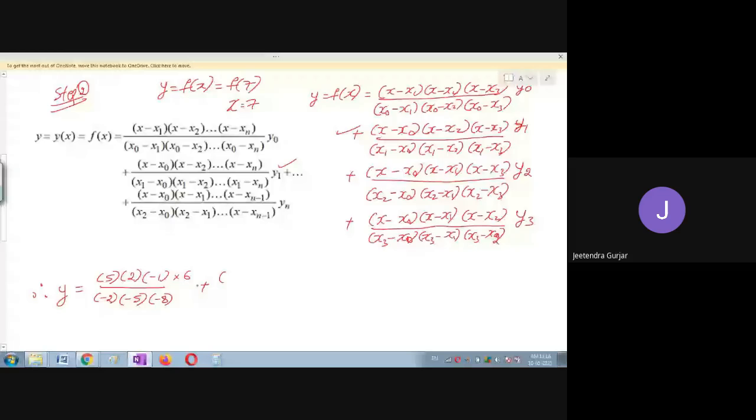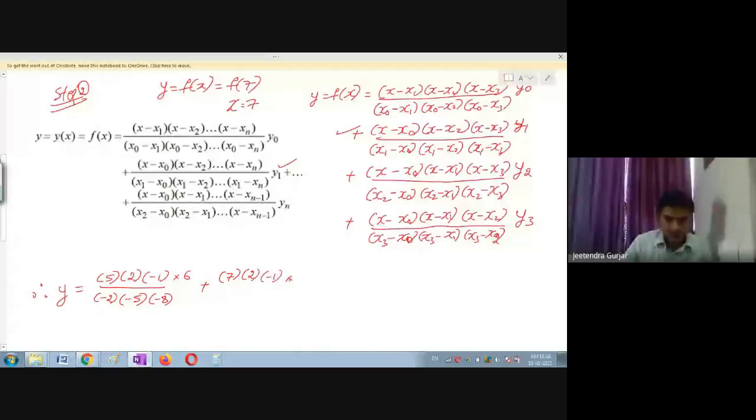x minus x0, yes, it is 7, and x minus x2 is 2, x minus x3 is minus 1, into y1, which is 10, divided by x1 minus x0, 2, x1 minus x2, minus 3, x1 minus x3, minus 6. Okay, plus now we'll substitute the values in this.